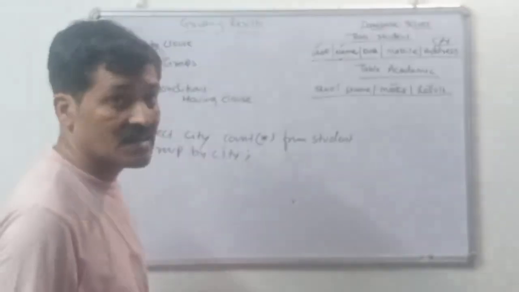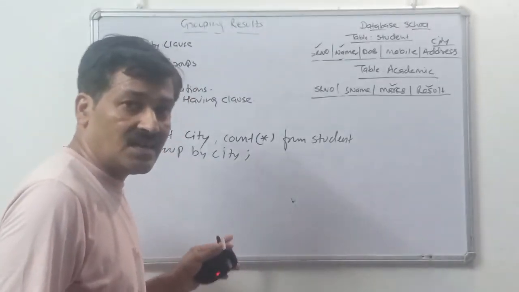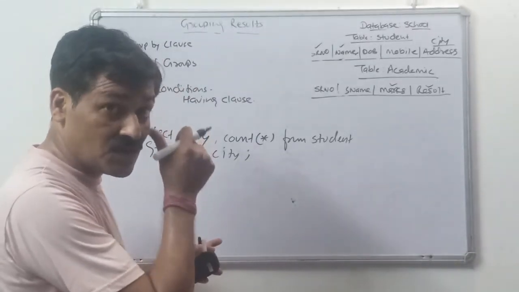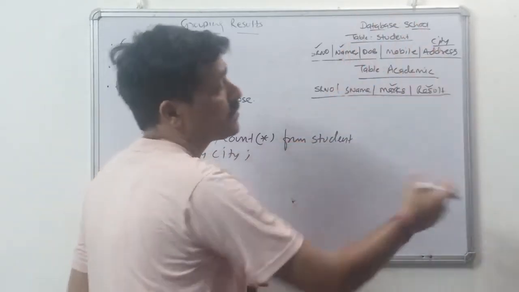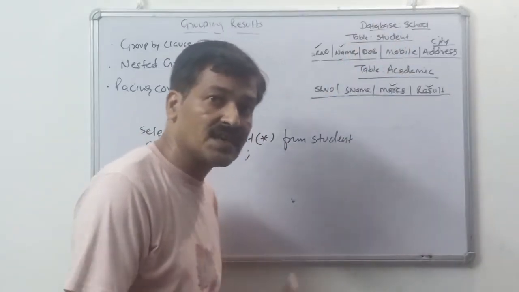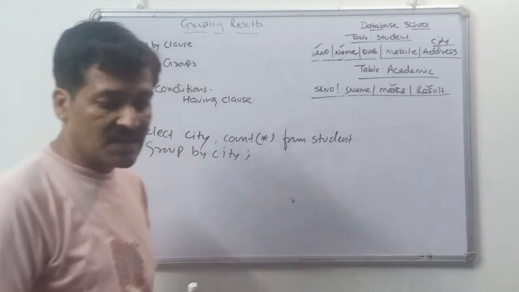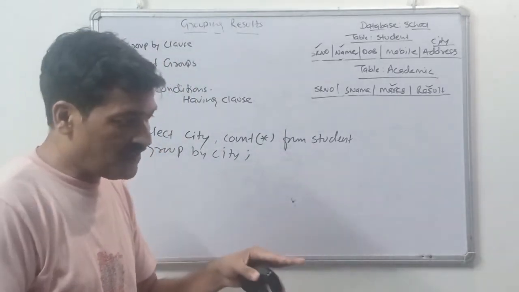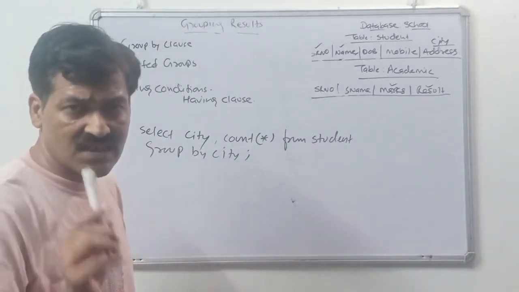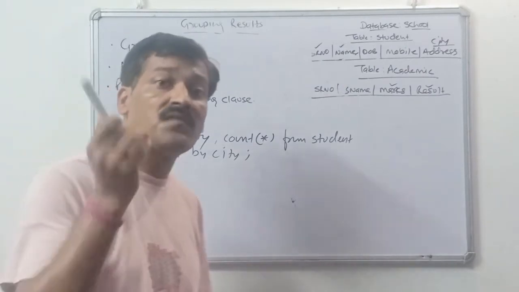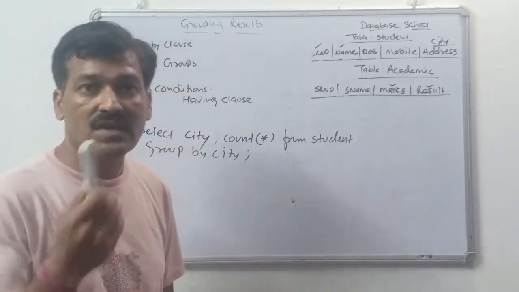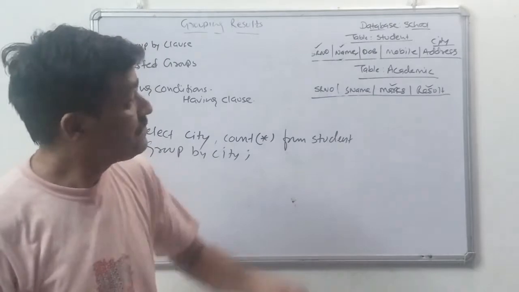Look at it. Group by city. The group by city statement, the group by clause, will create multiple groups of cities according to the values given. It will create a group of identical values. If there is a single value, it will create a group of 1. If more than 1, then as per the number given.